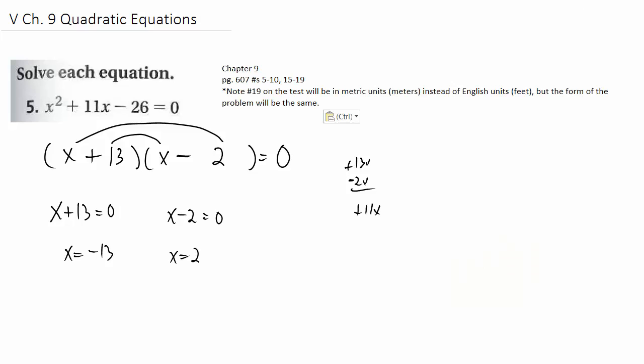Now, the only numbers we'll be working on in chapter 9 that'll be on this test will be numbers 5 through 10. That's solving the quadratic equations. 15 through 19, that's more in solving quadratic equations, but we're going to lean more heavily on the quadratic formula. And number 19 is an application problem involving modeling height using a quadratic equation. That's going to be in metric units on the test instead of the English units that are on the study guide, but the form will be the same. I'll go into more detail with that later.